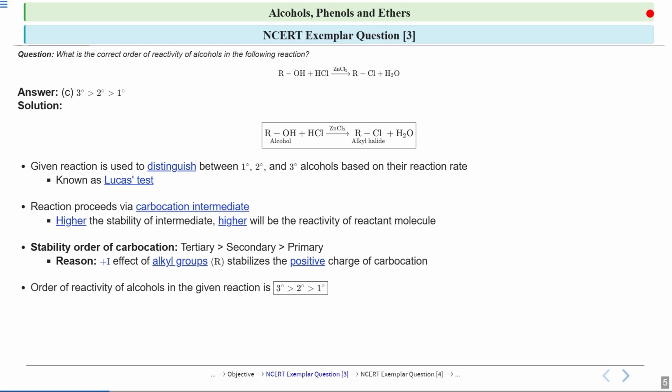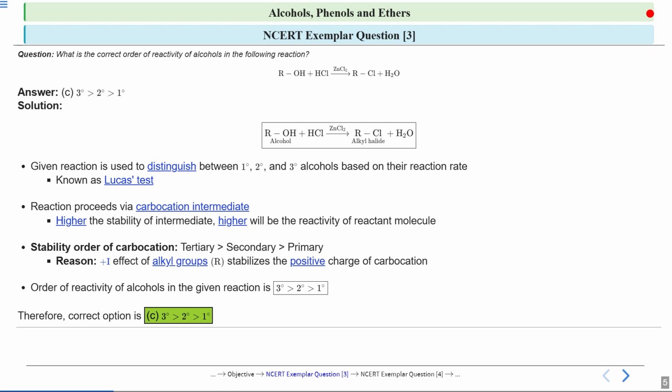If I talk about the order of reactivity of alcohols, it is tertiary, then secondary and then primary. So the correct option for this question is option number C, that is tertiary, secondary, and primary.